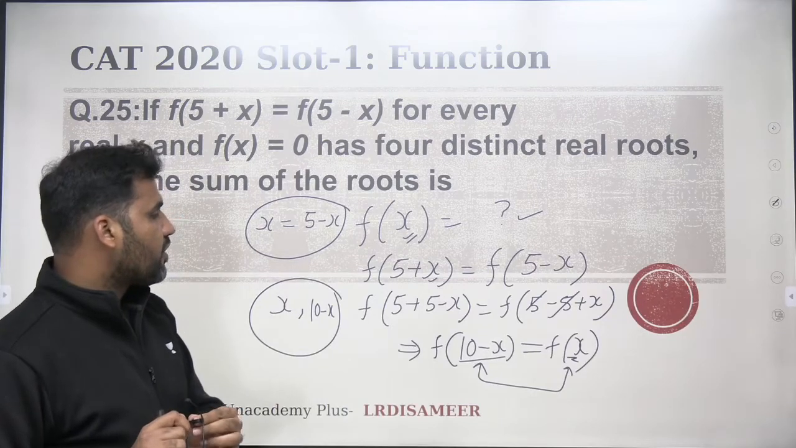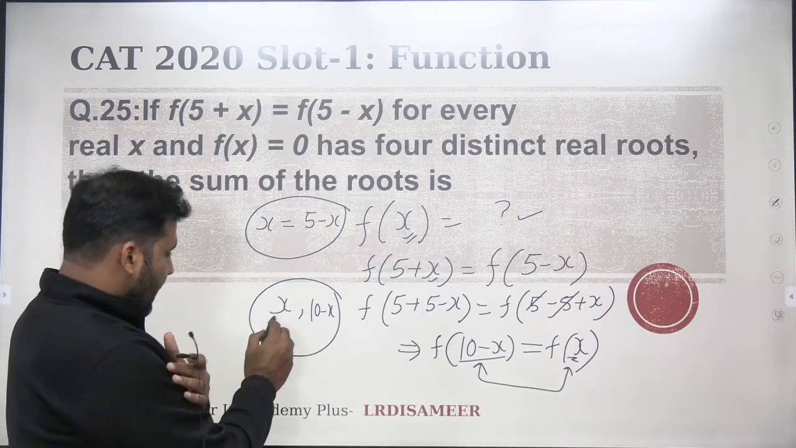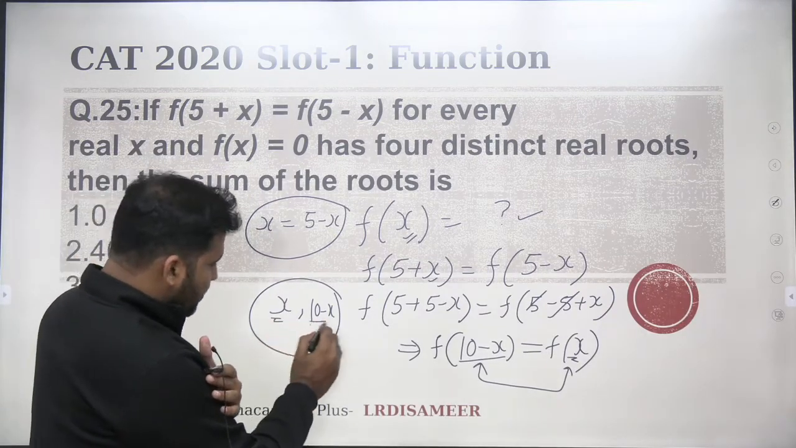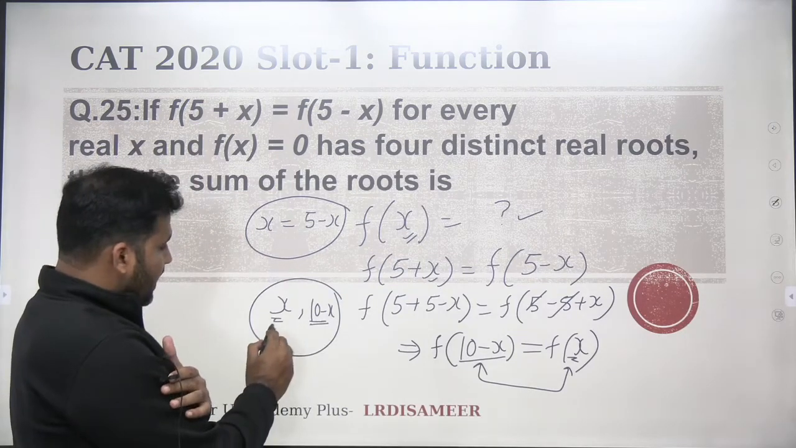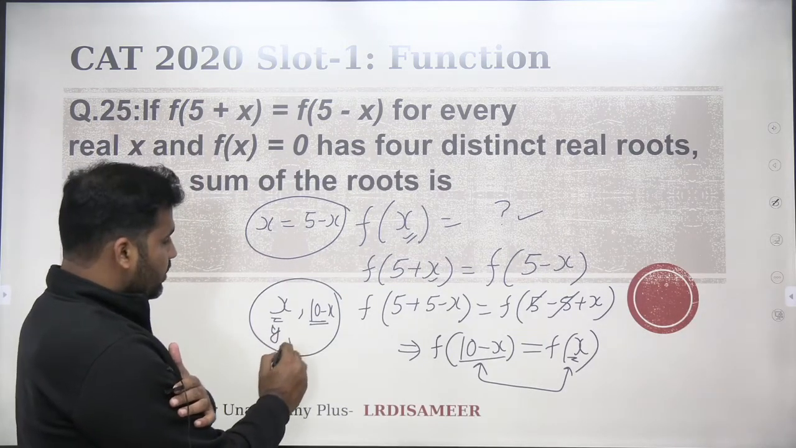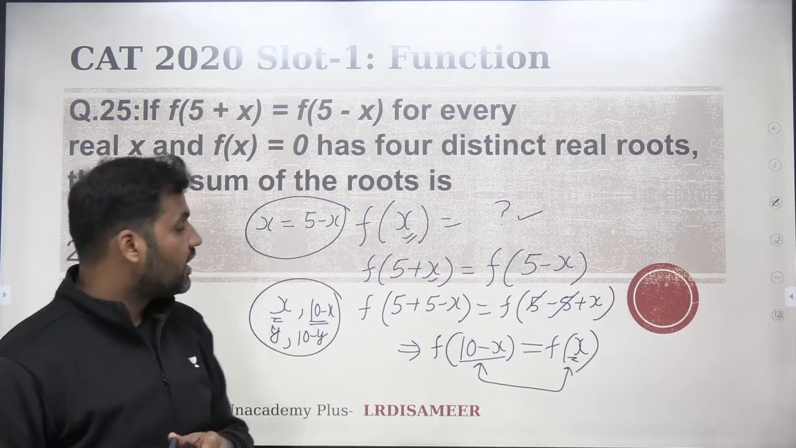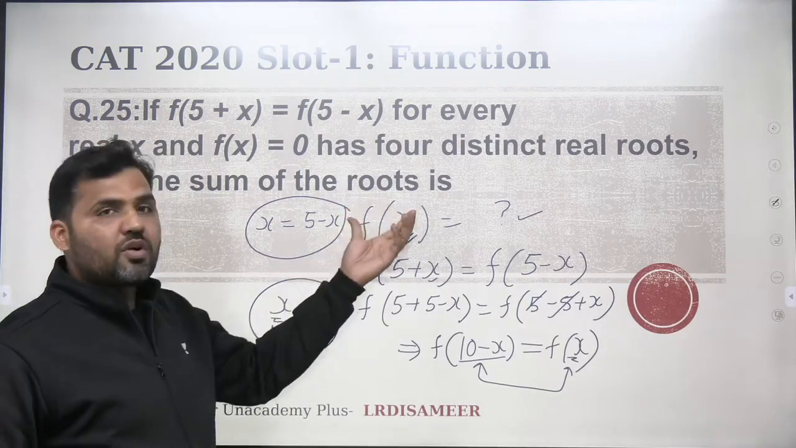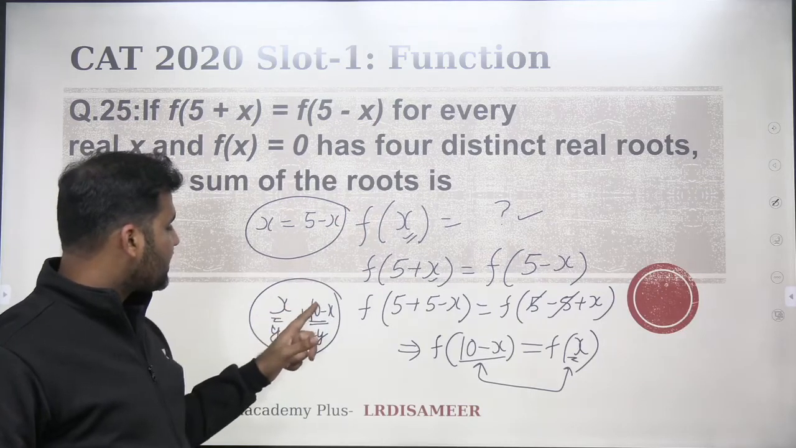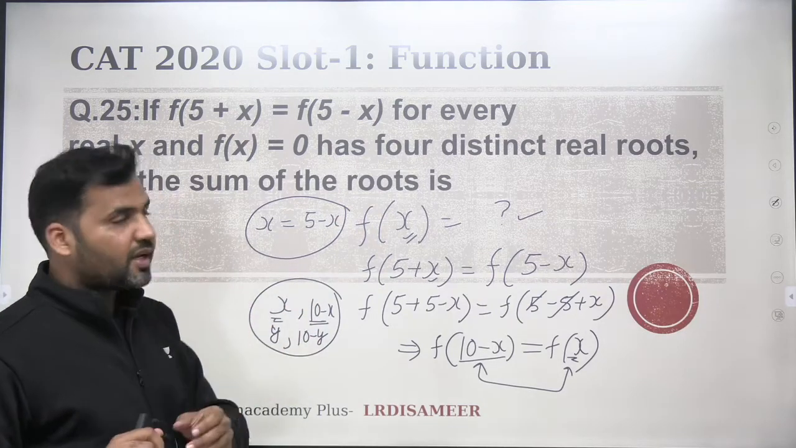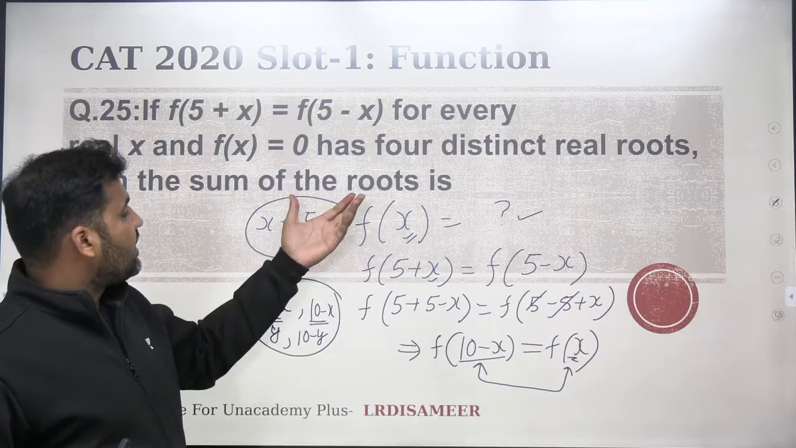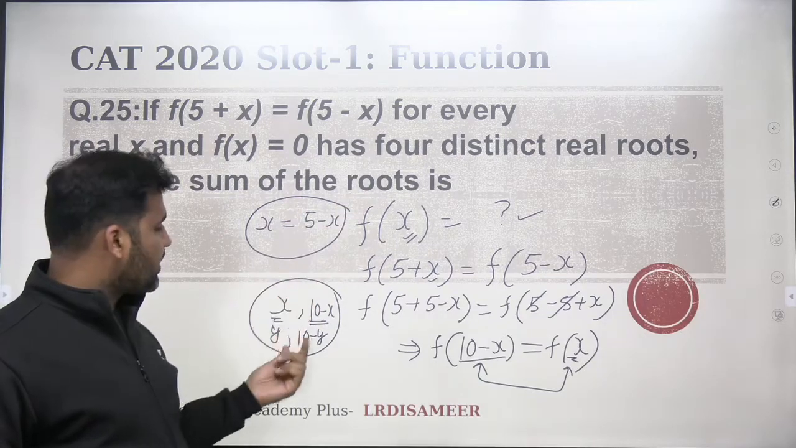Agar is function ke 4 roots hai bacho, so agar x ek root hoga, to dusra root 10 minus x hoga. Agar y ek root hoga, to dusra root 10 minus y hoga. That means the 4 roots of this function would be x, 10 minus x, y and 10 minus y.